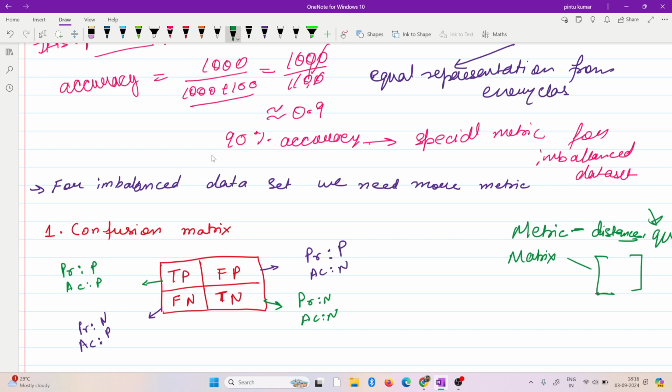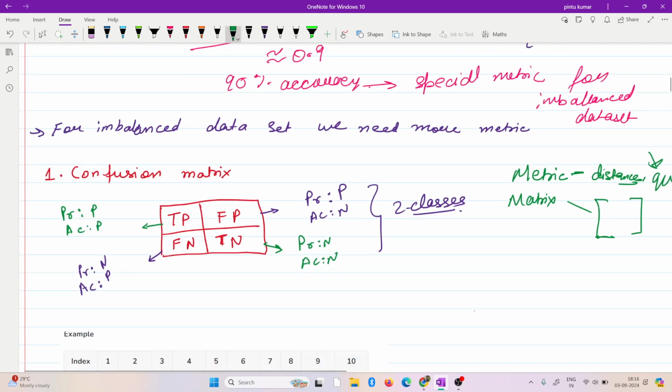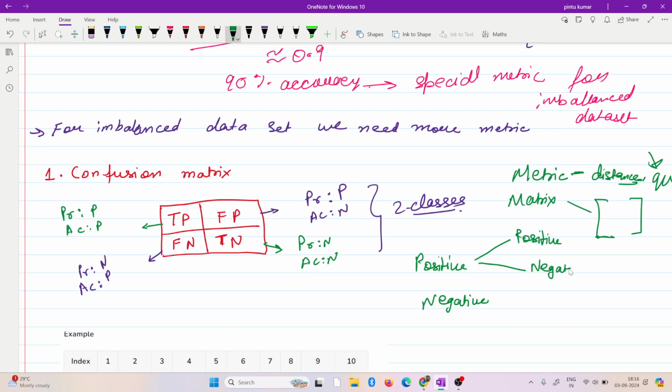Okay, so this is for a data set having two classes. Let's say you have two classes, called the positive class and the negative class. Then when you classify elements of the positive class, either they can be classified as positive or they can be classified as negative. Similarly, a negative class data point can be predicted as positive or it can be predicted as negative.